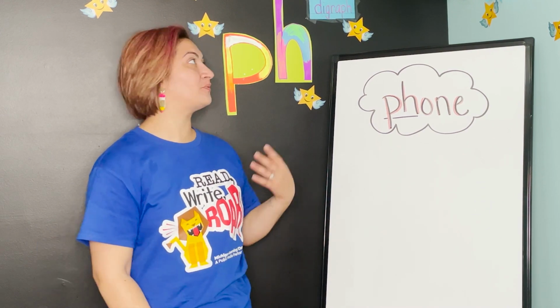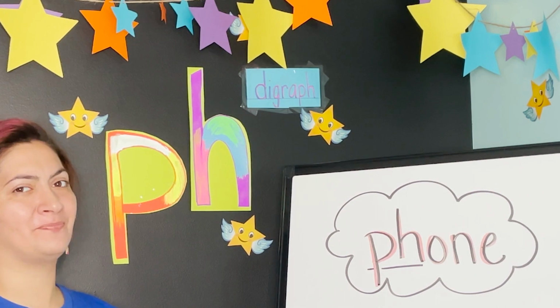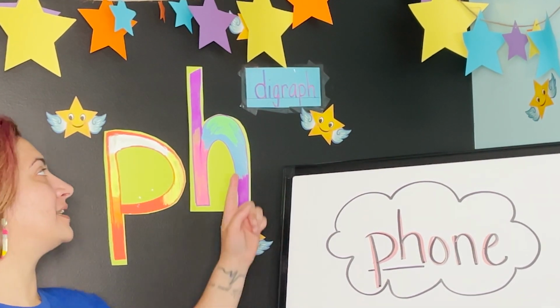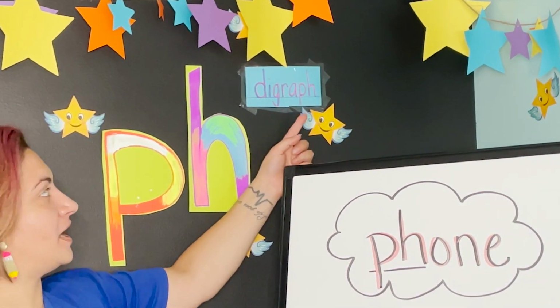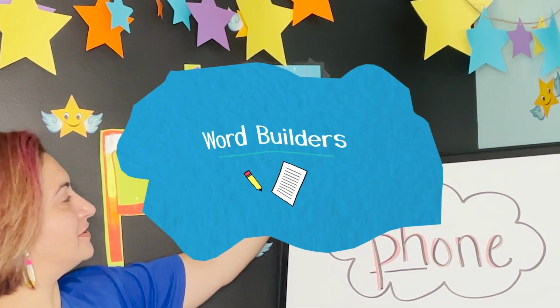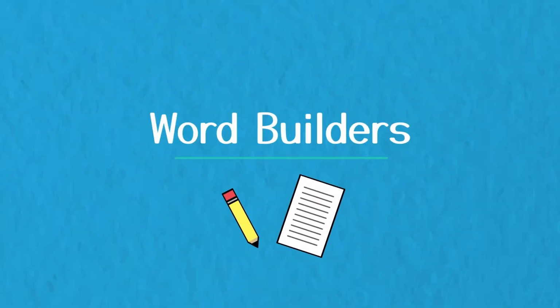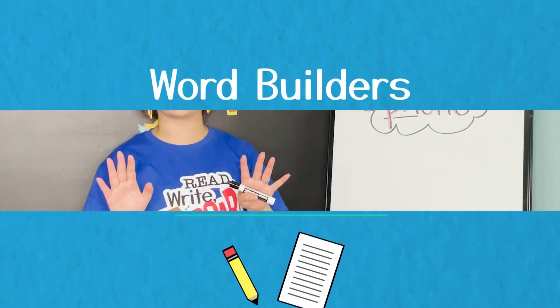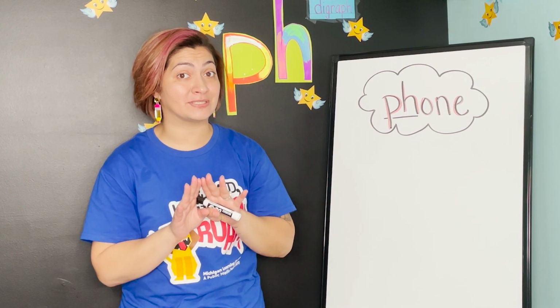I'm Mrs. EK, and today our focus is to read words with the letter combination PH. PH is known as a digraph. Look, digraph even has PH in it. A digraph is when two or more letters come together, but they only represent one sound. Let's take a closer look.